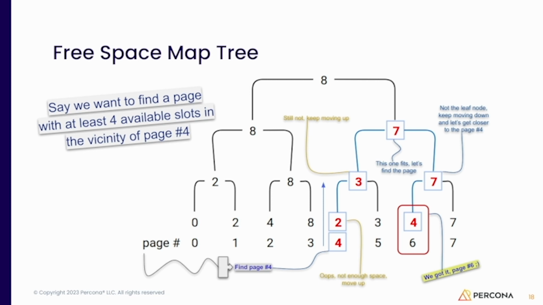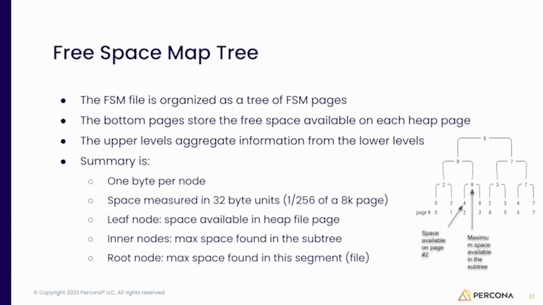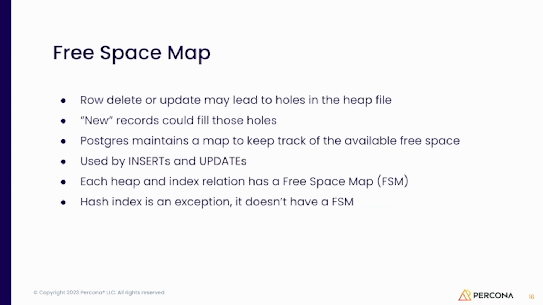This is how Postgres finds blocks that have available space. It doesn't need to traverse the whole table to find available space. It's controlled by the free space map. It holds that information, and it can also be used by indexes.